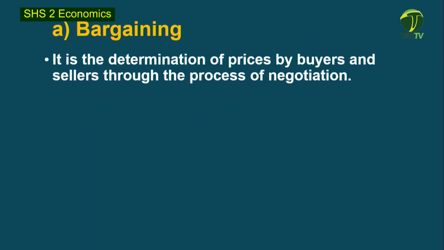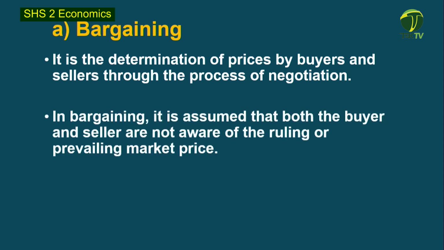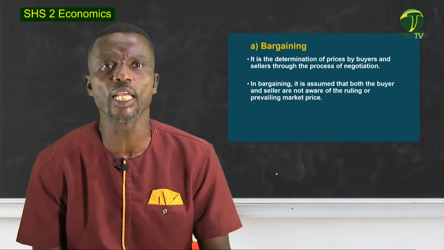We begin with bargaining. When we say bargaining, we are referring to the determination of prices by buyers and sellers through the process of negotiation. And what do we mean by negotiation? You go to the market, and you assume that you, the buyer, are not aware of what the price of the commodity is. In the same way, the seller is not aware of what is happening in the market. So it is assumed that both the buyer and the seller are not aware of the ruling or the prevailing market price.